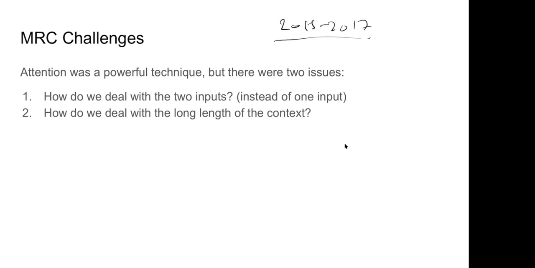But then there were two issues if we wanted to apply attention in exactly the same way that we use it for MT. Number one, how can we deal with the two inputs? Because MT has one input, but we have two inputs here. We have a pretty good answer now, but back then it was not clear. Trust me, everyone was very troubled with this difference. And number two, how do we deal with the long length of the context? Again, this was a bit different from the machine translation problem.